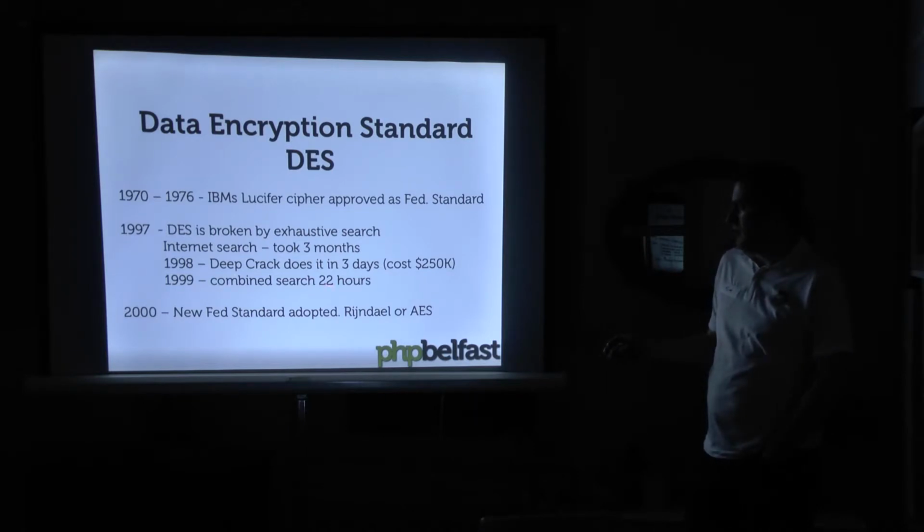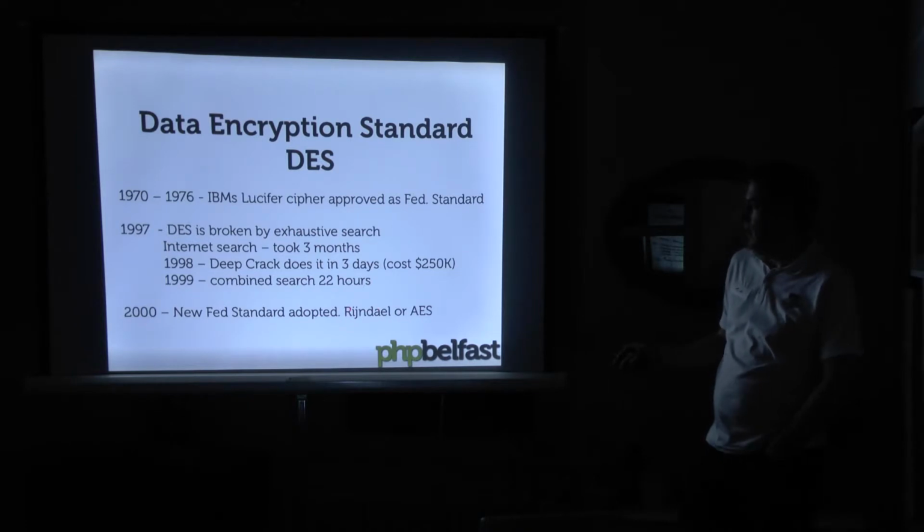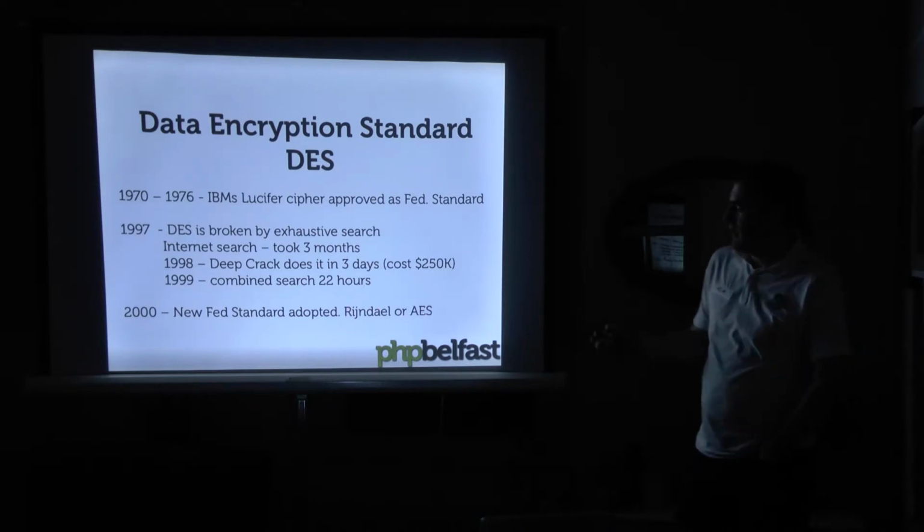1999, it was broken in 22 hours. Another outfit did it in 1999 or 2000 in 7 days at a much lower cost, but they used a botnet of thousands of machines all around the world. So as soon as this was broken in 1997, they basically sent out a call for help. And in 2000, a new standard, the Rijndael standard, which you're probably very familiar with that name, became AES, or the Advanced Encryption Standard.